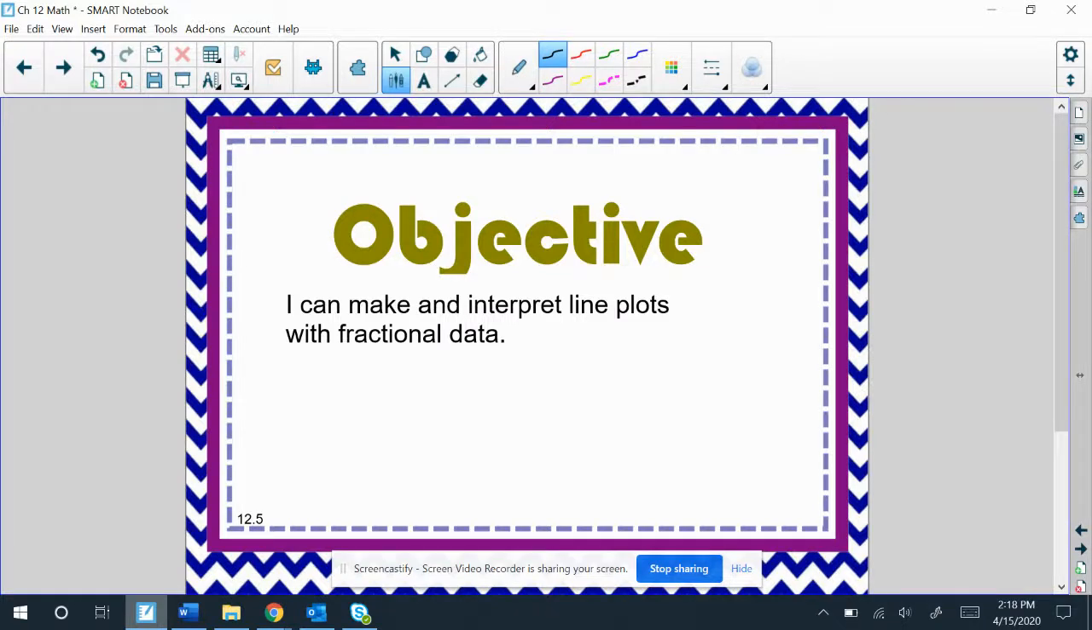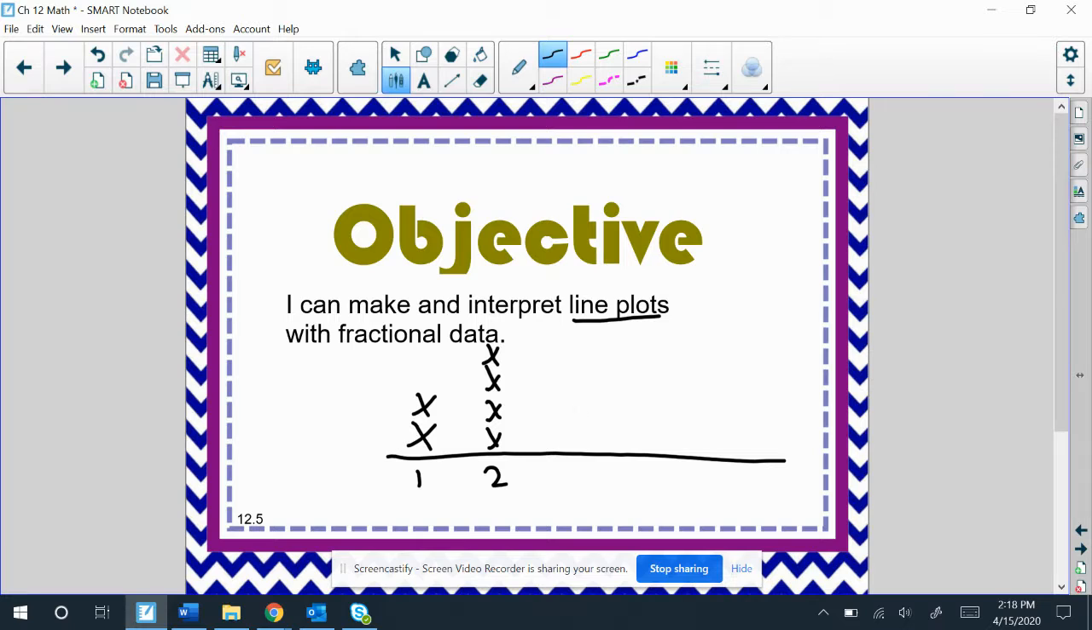Hi, today we are going to take a step back from customary units and take a look at some line plots. Now, a line plot is fairly simple. You're just counting how many of something there is using x's. So for example, for the number 1 right here, I have 2. For the number 2, I have 4.